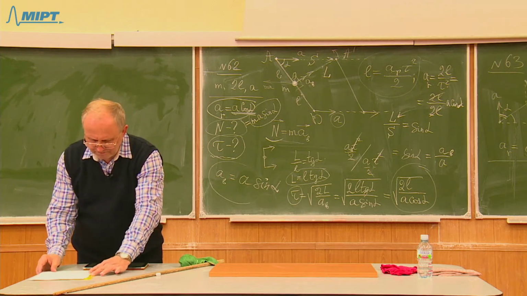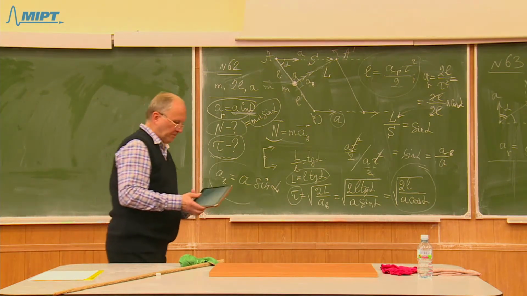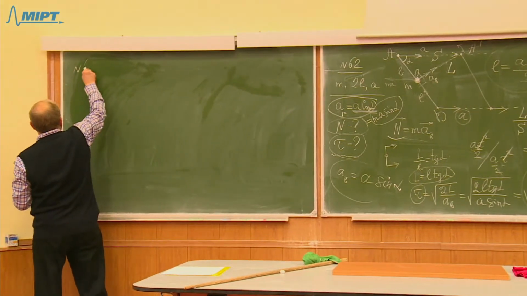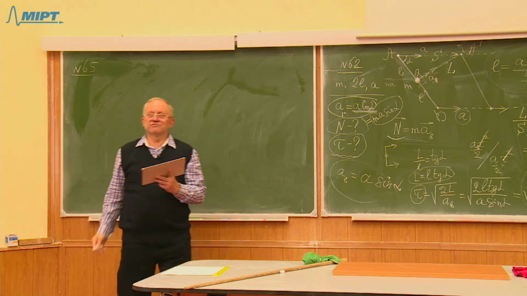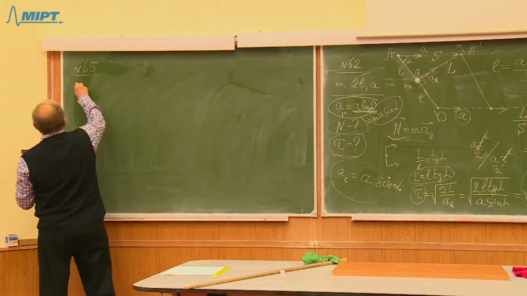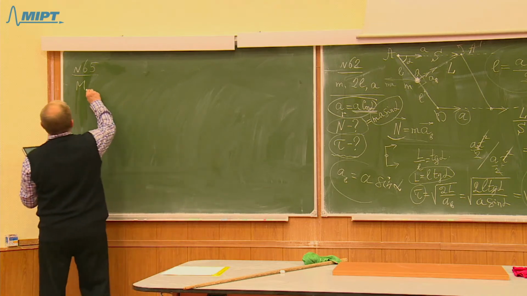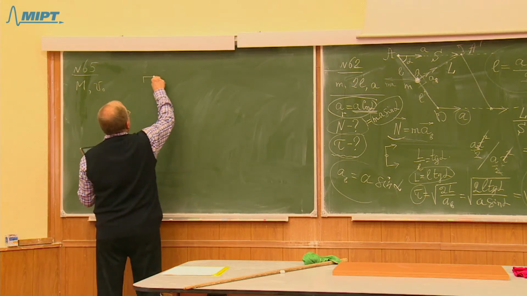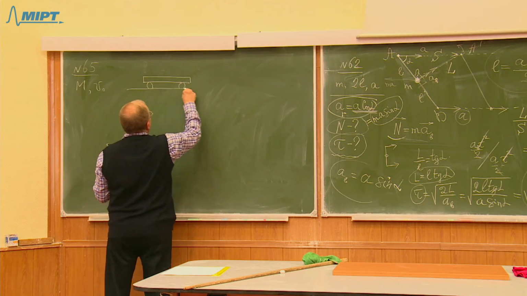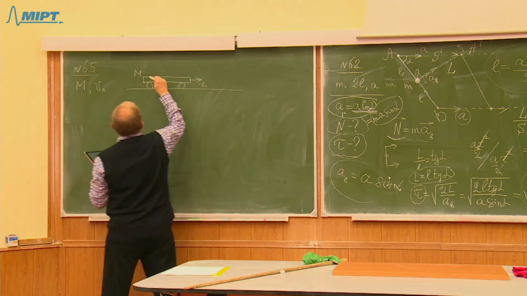I would like to consider another problem, which will be problem number 65. To illustrate the application of Newton's laws, a wagon with a mass m moves without friction over horizontal rails at a speed v0. So I draw a picture immediately. A wagon, or a railway car, moves without friction at velocity v0, and the mass of this railway car is given.